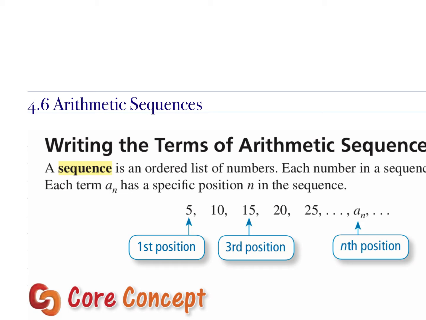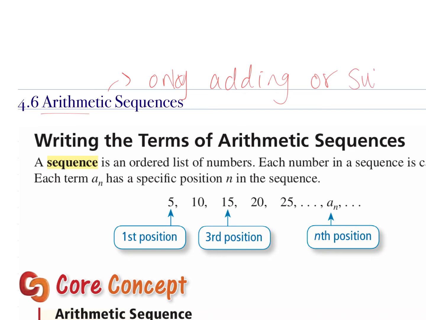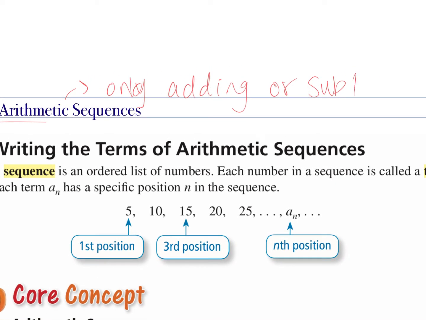Now, a specific form of sequence is called an arithmetic sequence. Underline it, okay? Arithmetic sequences are sequences where you are only adding, or what's the other thing other than adding? Subtracting.